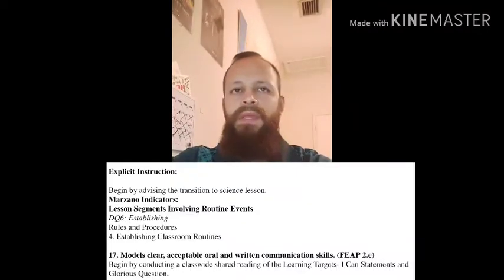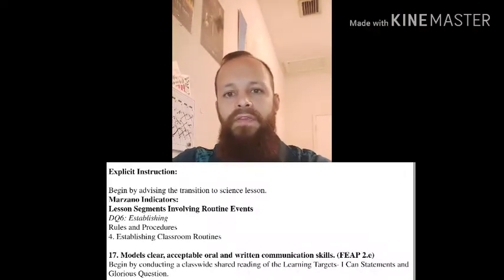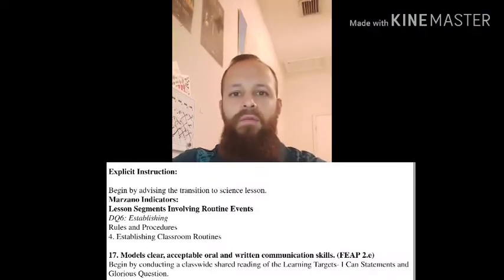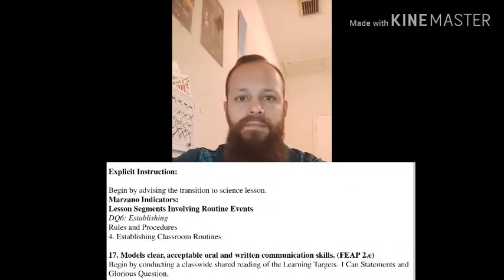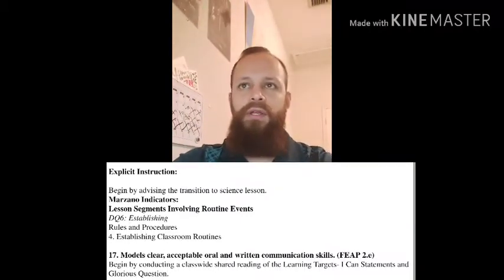Explicit instruction. Begin by advising the transition to the science lesson. This will touch upon the Marzano indicator, lesson segments involving routine events, DQ6, establishing rules and procedures, or number 4, establishing classroom routines. By this point in the school year, students are familiar with the classroom routine of transitioning to science. In addition to that Marzano indicator, indicator number 17, models clear, acceptable oral and written communication skills, will also be put into practice. So we will begin by conducting a class-wide shared reading of the learning targets, the I can statements, and glorious questions.